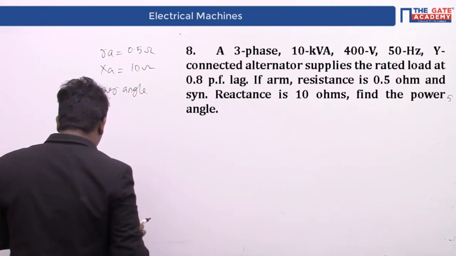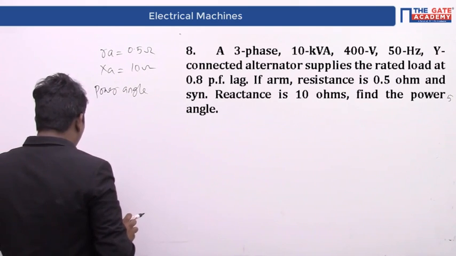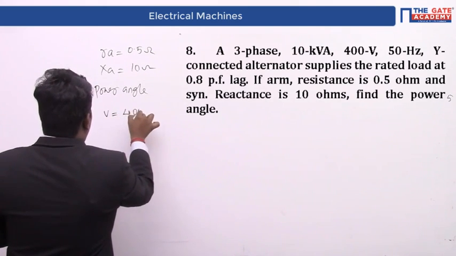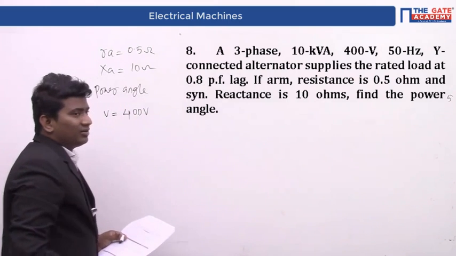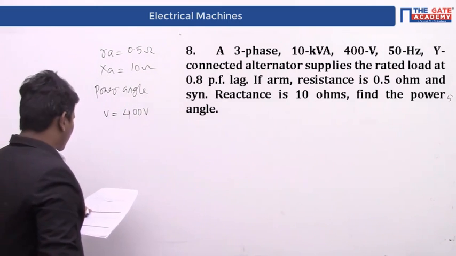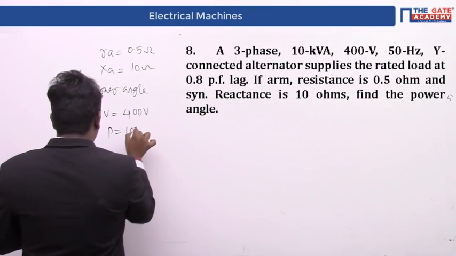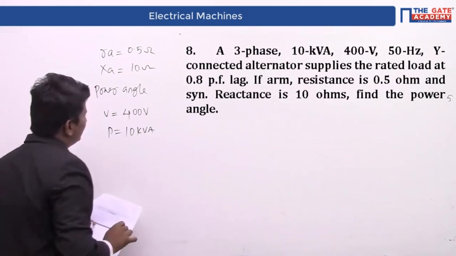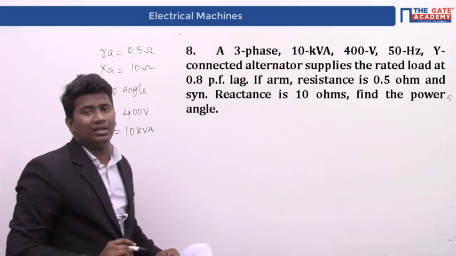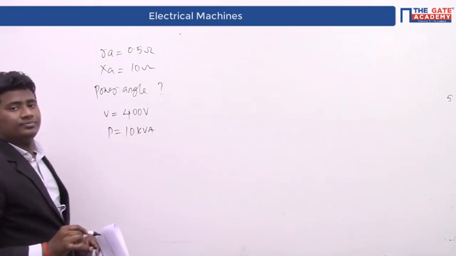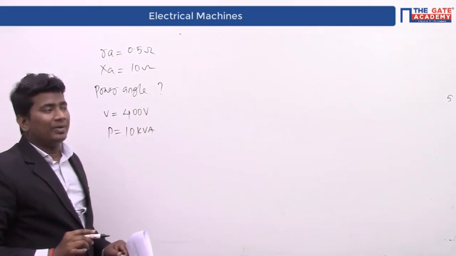So how to find out that power angle? What is the voltage they have given? V is equal to 400 volts. And rated kVA is equal to 10 kVA. And that is a star connected alternator. So how to find out this power angle?